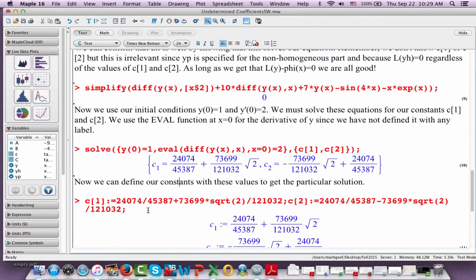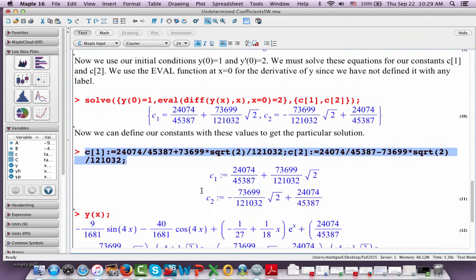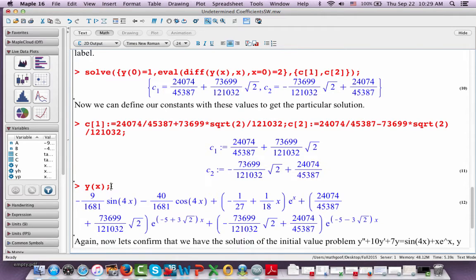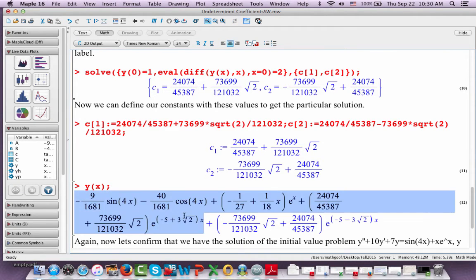Again, we just have to assign and type in the values to actually assign those numbers to C1 and C2, and then Maple spits them out, and we can just look at them again and say, does this match what was up there? Yes. Does C2 match what was up there? Yes. And now I actually have y of x, which I just typed as y of x, semicolon, hit enter, and it spits out the entire crazy expression for this problem. That's what y of x is.